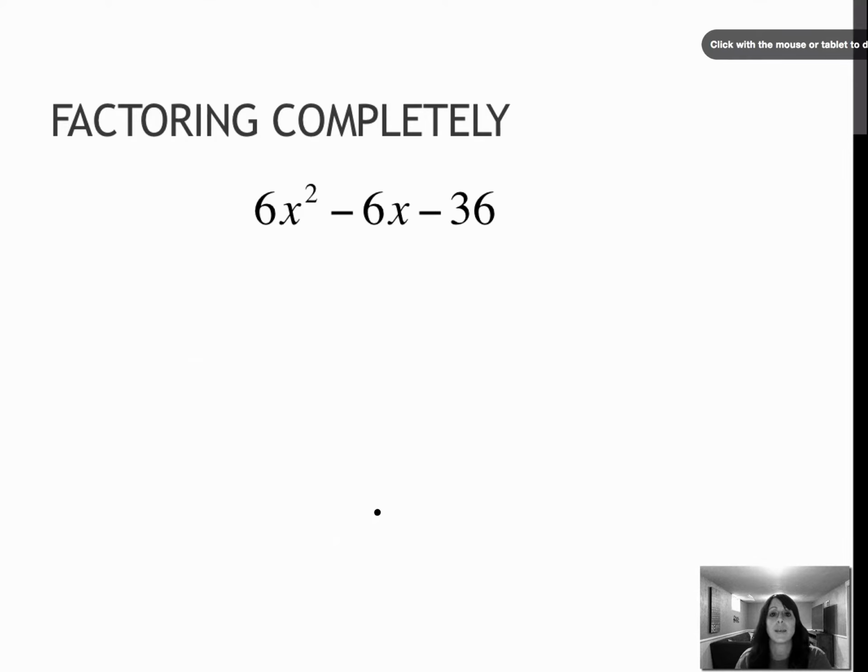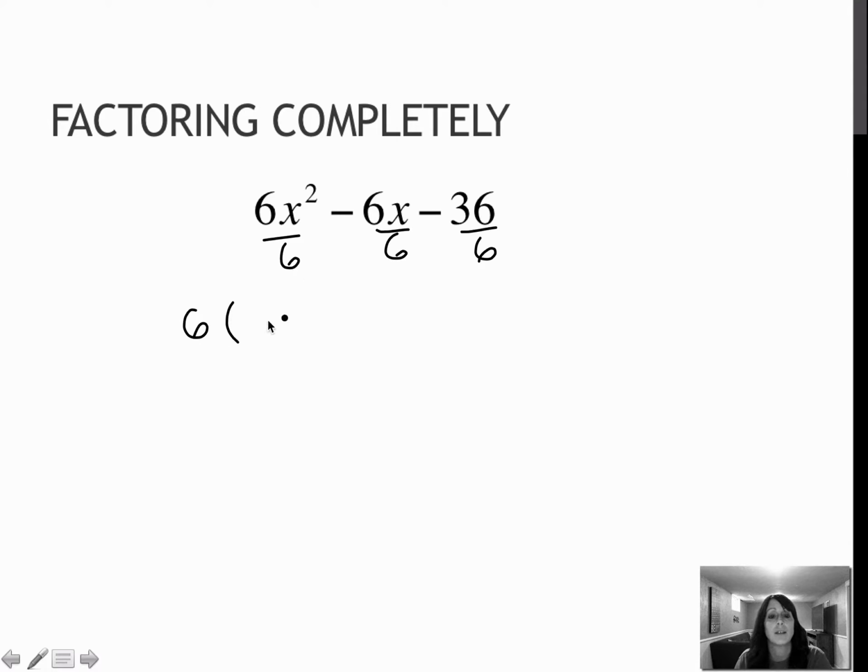So for our first example, the first thing I'm going to do is take out a GCF because I can take a 6 out of everything. So I'm going to pull the 6 to the front. That leaves me with x squared minus x minus 6. Now, I still have an x squared, so that tells me it's possible I'm not done. I have an a value of 1, so I'm looking for numbers that multiply to c that subtract. So multiply to 6 that subtract to negative 1.